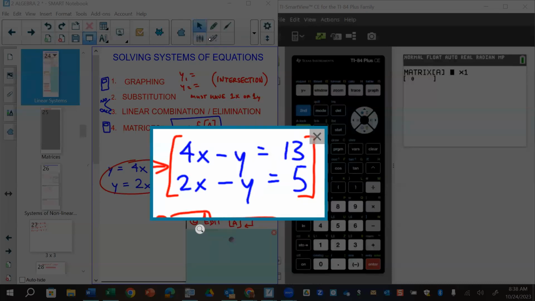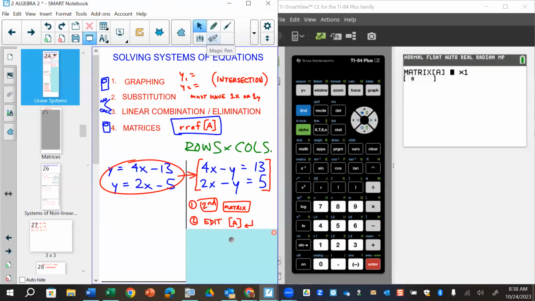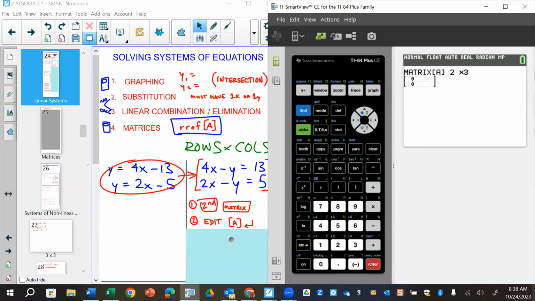So we need to say 2 by 3 over here. 2 by 3. And it better look like the one we're using. If you typed in 3 by 2, which is an easy mistake to make, you'll see right away it's the wrong one. That one goes 2 columns and 3 rows. So change it to 2 by 3.